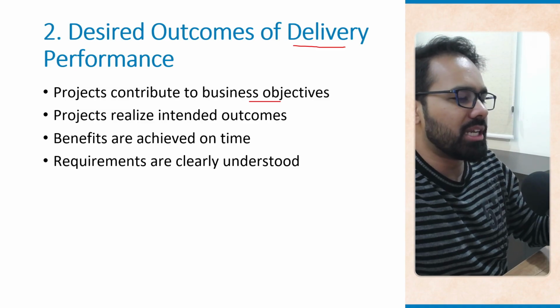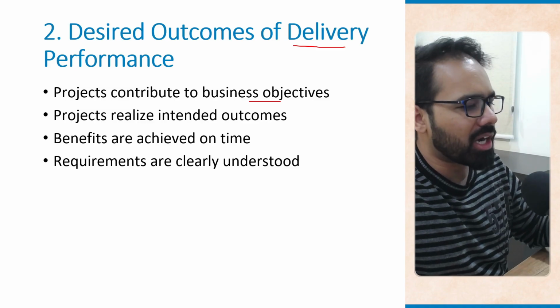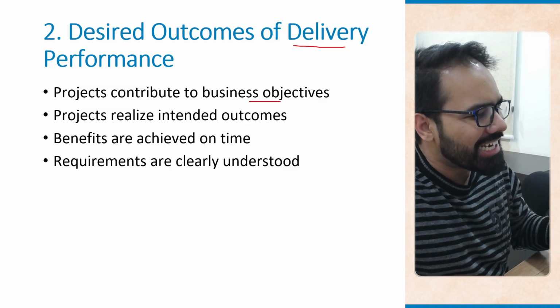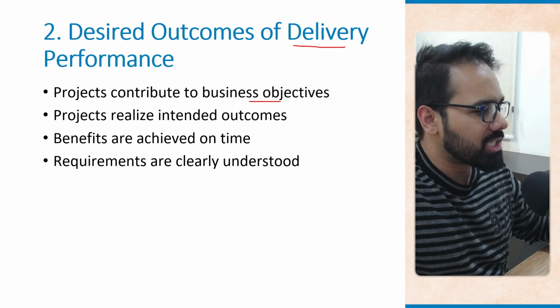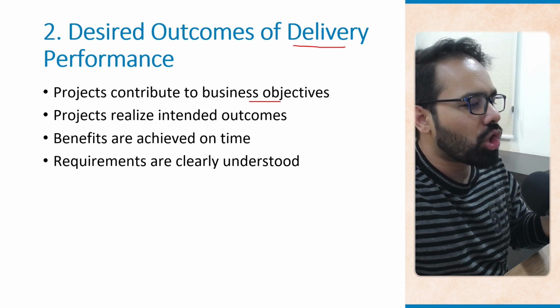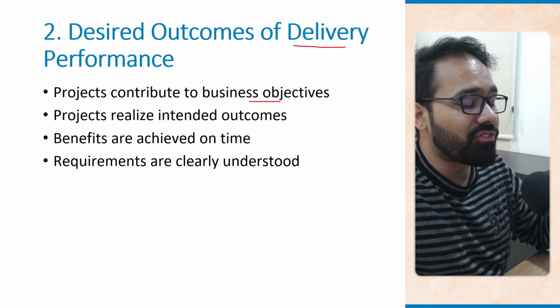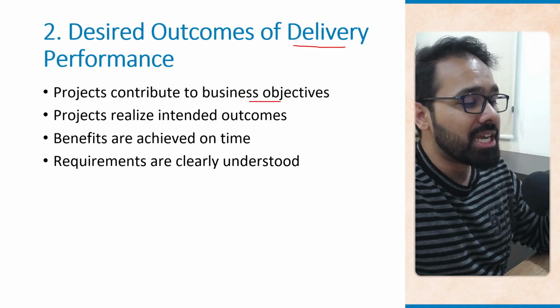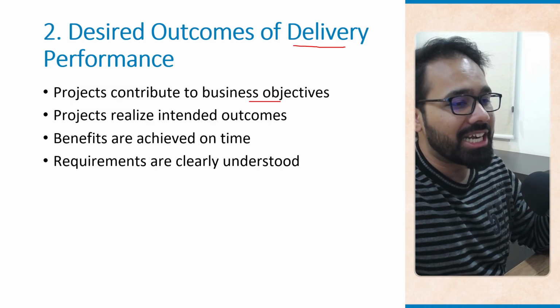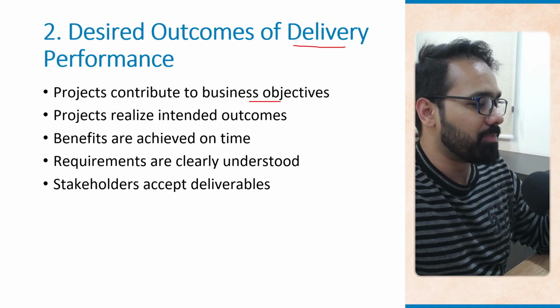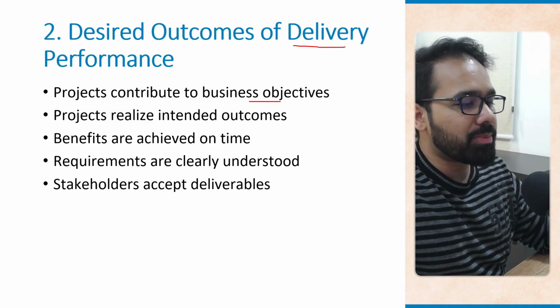Requirements are clearly understood. As an example, the marketing team needs analytics to track campaigns. Delivery ensures that such requirements are captured and built into the final system so that the website itself generates analytics for the marketing team. Stakeholders accept deliverables.